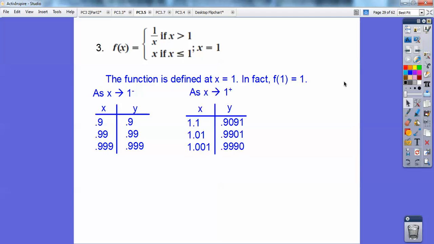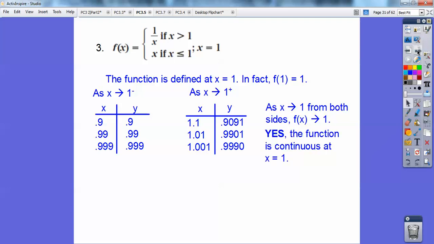Let's approach 1 from the right. Okay, so I'm using this function right here, 1 over x. So I plug in 1.1 into 1 over x. So 1 over 1.1 gets me this. 1 over 1.01 gets me this. 1 over 1.001 gets me this. Can you see it's approaching 1 from the right also? Okay, so as x approaches 1 from both sides, f of x also approaches 1. So we can say that yes, it is continuous.